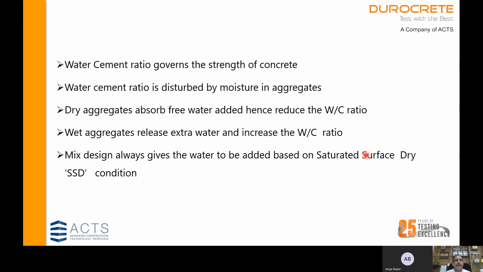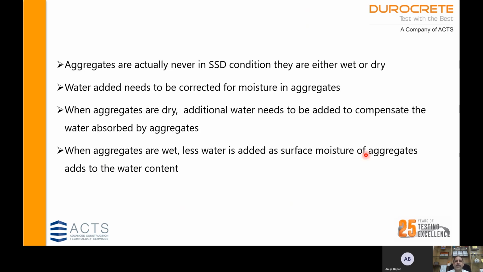In reality, aggregates are never in SSD condition. They are always either wet or dry. So water added needs to be corrected for presence or absence of moisture in aggregates. When aggregates are dry, additional water needs to be added to compensate for the water being absorbed by the aggregates. And when aggregates are wet, less water is added, as surface moisture of aggregates adds to the water content.